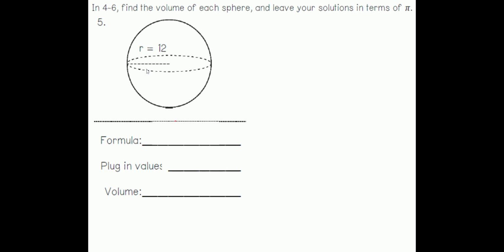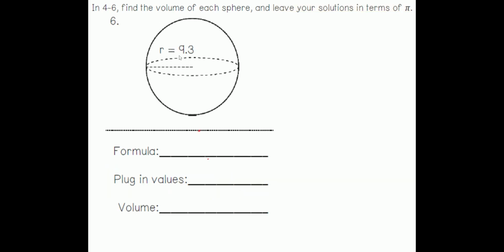Go ahead and try number 5. It's actually easier than 4. Pause the video if you'd like to try it yourself. I'm going to put up the answers momentarily. The formula is the same. When we plug in the values, we should plug in 12 for R. When we multiply the top out, 4 times 12 times 12 times 12, that's 6,912 pi. You're going to divide 6,912 by 3, and you should get roughly 2,304 pi.